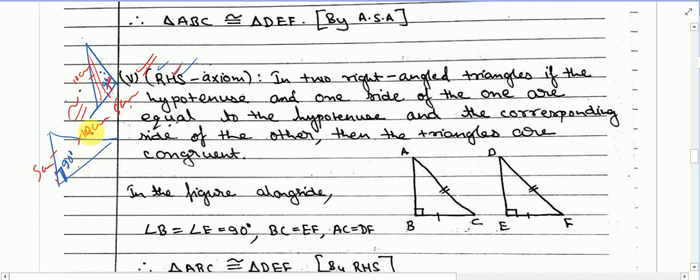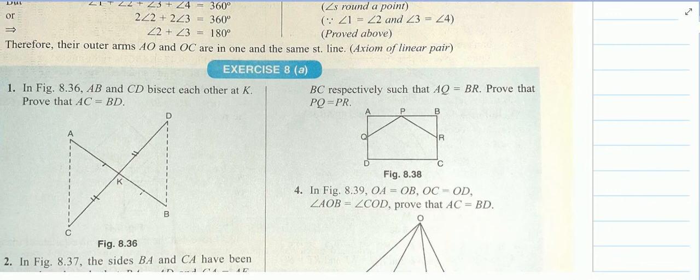So these are all the 5 conditions that you should keep in mind while proving triangles to be congruent. Now we are going to move on to the exercise. Children, now we come to exercise 8A, question number 1. Here it says in figure 8.36, so this is your figure, and they are saying that AB and CD bisect each other.